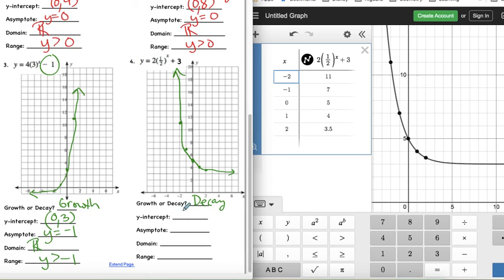The y-intercept is the 0.05. The asymptote, y equals 3. The domain, all real numbers. The range, y greater than 3, because everything is above 3 for the y values. And that's how you graph exponential growth and decay.